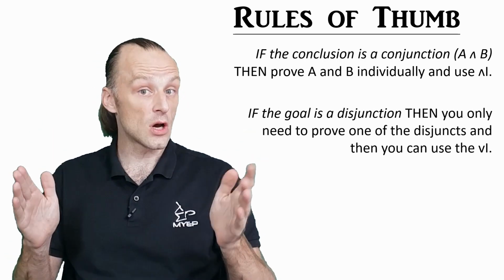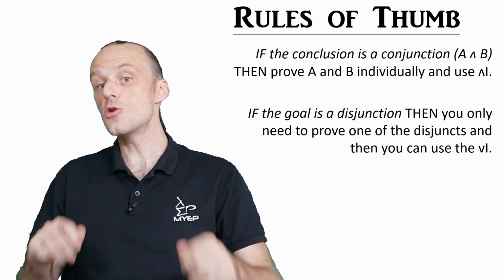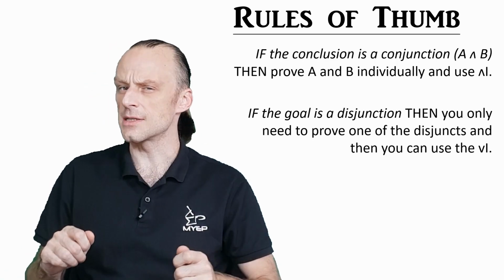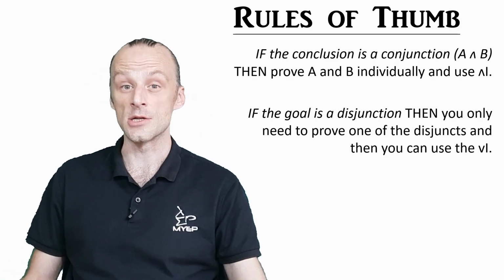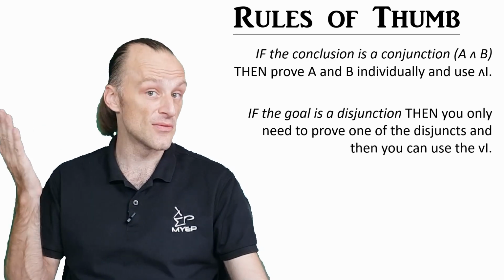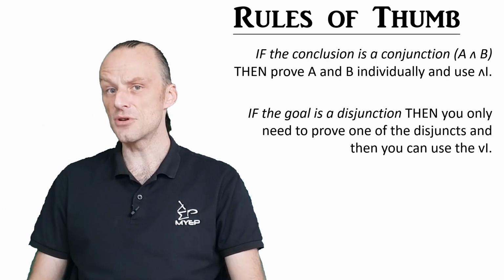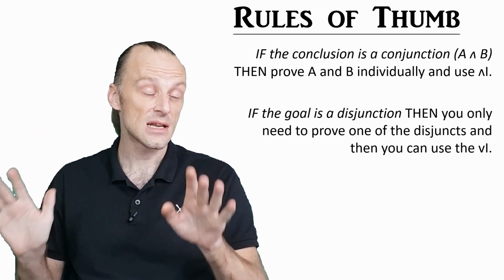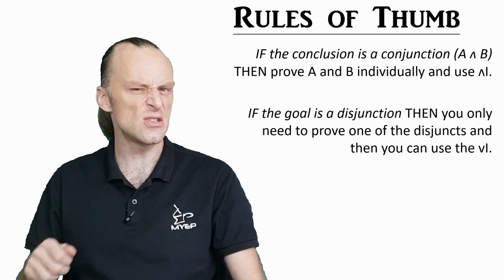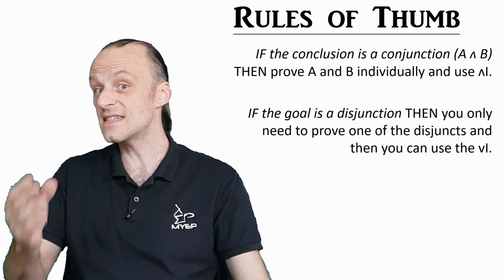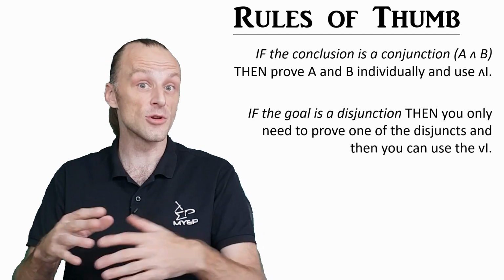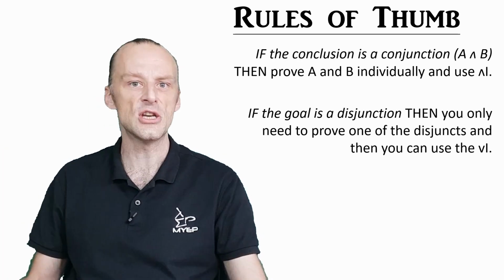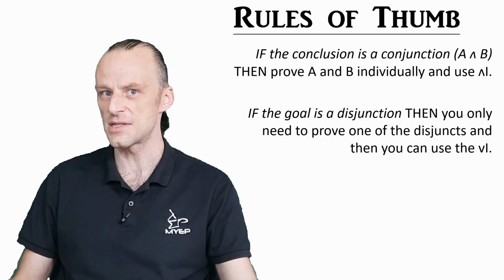Moving on, if your goal is a disjunction, then you only need to prove one of the disjuncts and then you can use the disjunction introduction rule. This benefits from the versatility of the disjunction introduction to introduce any other premise, but do remember that that premise is not automatically validated except within that disjunction. If you want to rely on it further, you'll probably need to validate it with another premise.